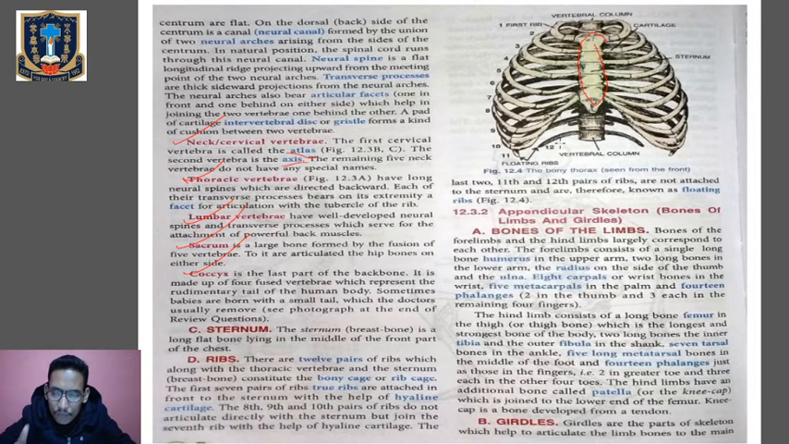So the first to 7th pairs of ribs are attached to the sternum. The 8th, 9th and 10th ribs are attached to the 7th rib, so that they attach to the sternum indirectly. But the 11th and 12th pairs of ribs are not attached to the sternum, so they are also called floating ribs. Keep that in mind.